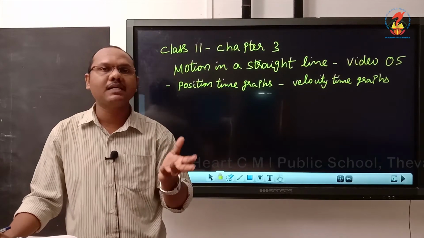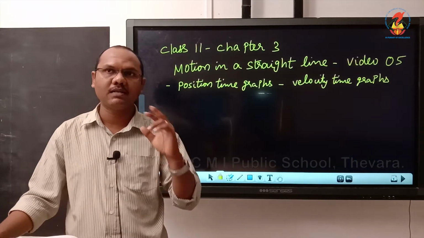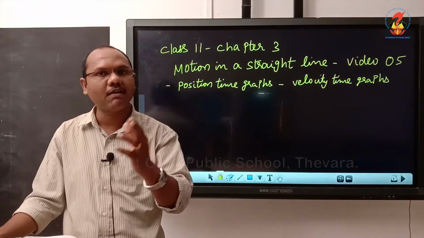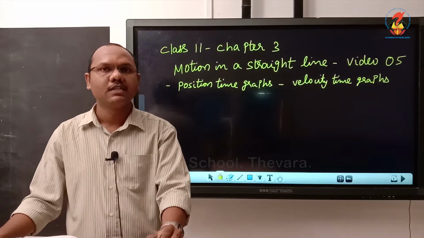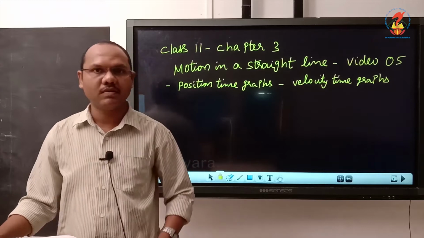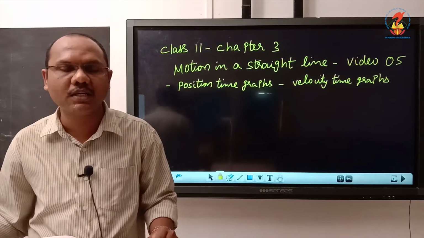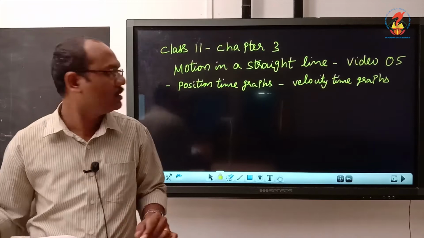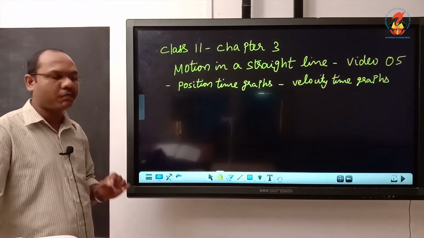Similarly, when I say velocity time graph, you can think about the speed time graph and velocity time graph together. The speed time graph can always be positive, but the velocity time graph can be in the positive direction and also in the negative direction. So let us see first the position time graph.